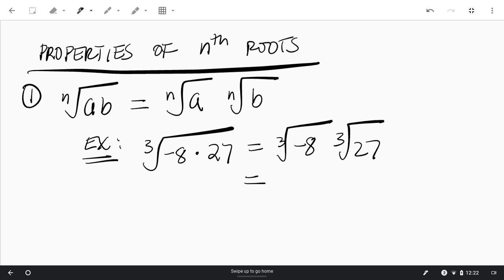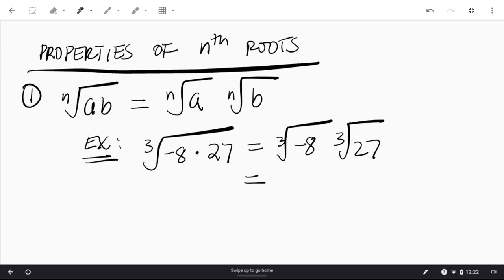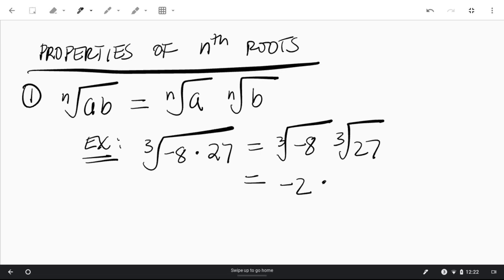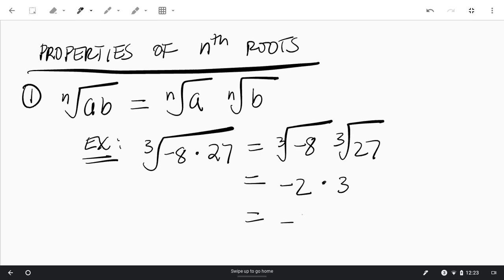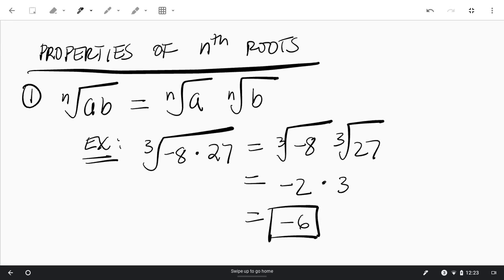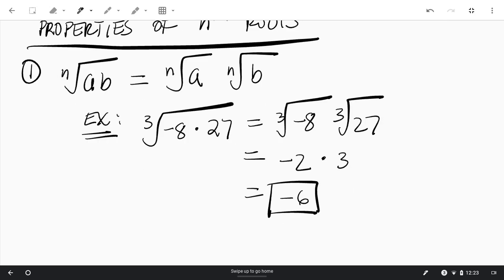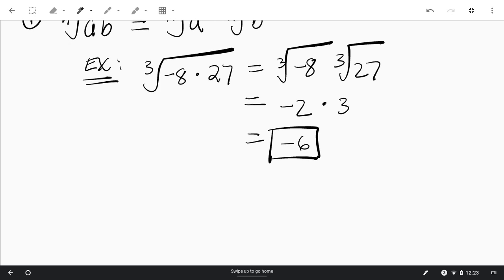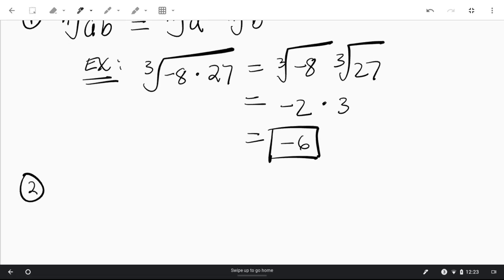So the cube root of -8 is -2, and the cube root of 27 would be 3, in which case the final answer would be -6. Okay? So again, it's easier to take the individual cube roots instead of multiplying -8 times 27, getting a big number, and then trying to figure out the cube root of that. Unless, of course, you have a calculator.